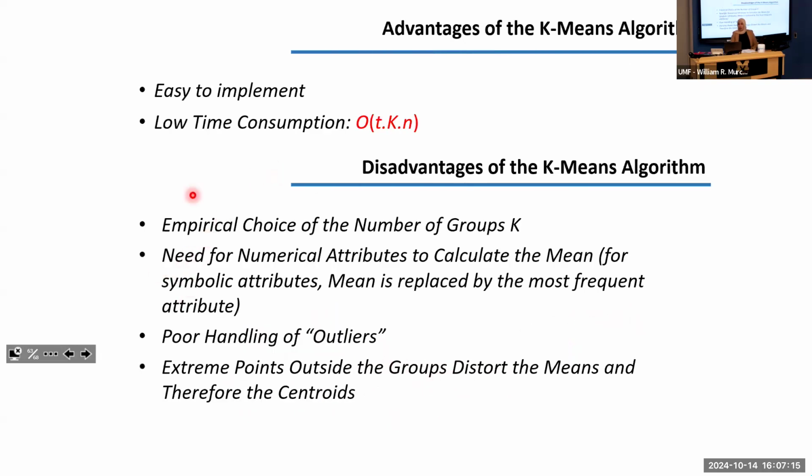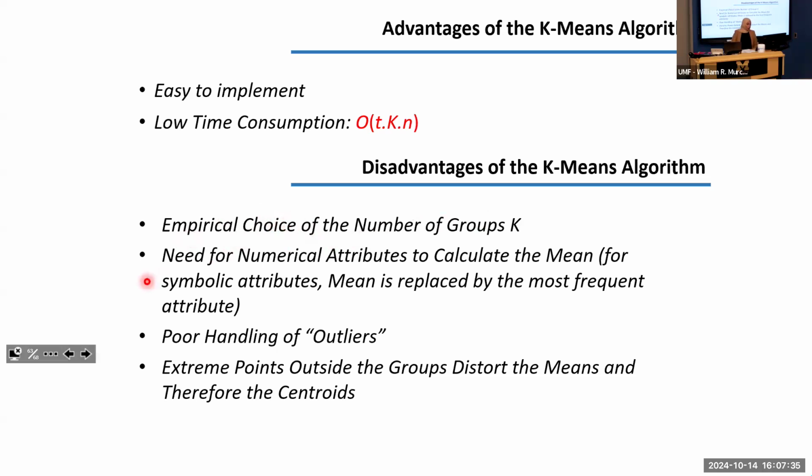The advantages of this algorithm are that it's easy to implement and it has a low time consumption, of the order of T times K times N. And the disadvantage is that the hardest thing is to decide how many clusters I'm going to have.